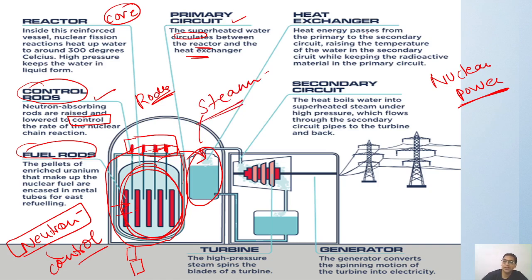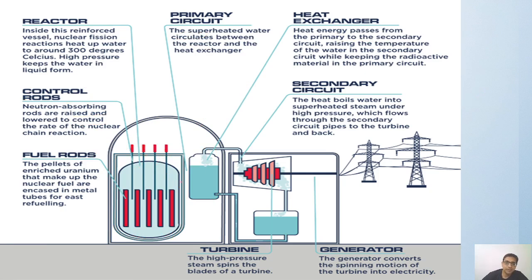So heat energy passes from the primary to a secondary circuit. You can see here this is the primary circuit. From here the water is going, and here it is transferring the heat to a heat exchanger, to the secondary. So it is sending it to a secondary circuit where steam is there. Steam is running the turbine with high pressure, and here you can see this is connected to a generator, and the generator is generating electricity like that.